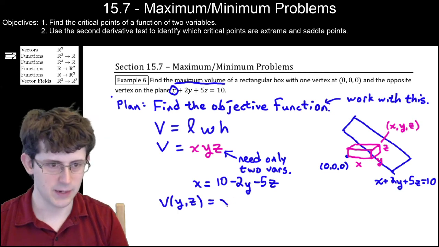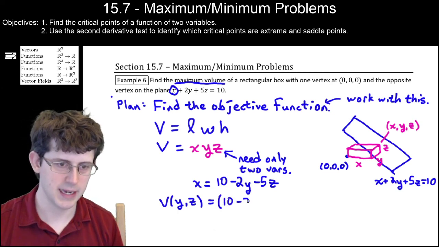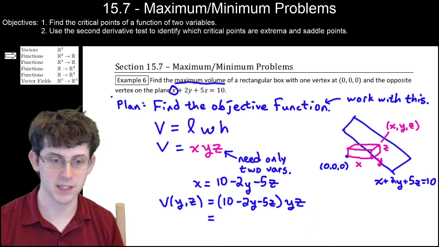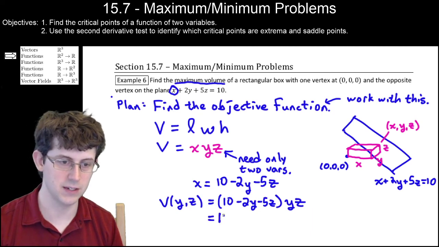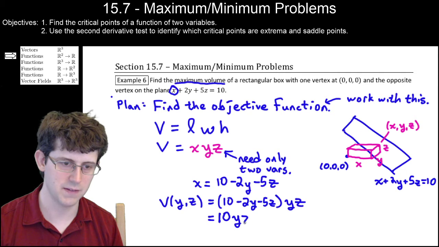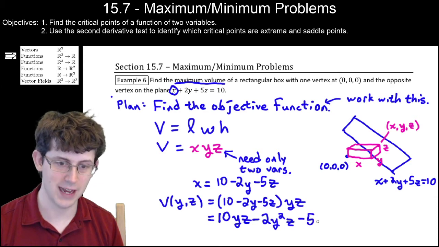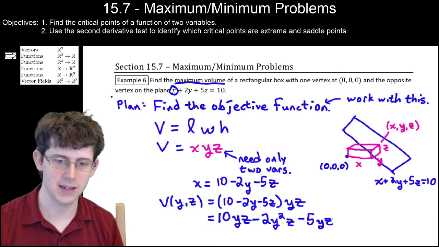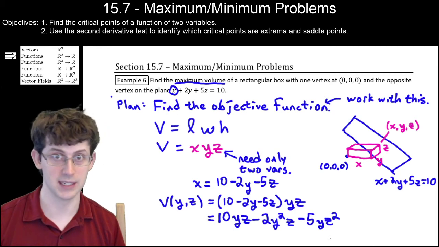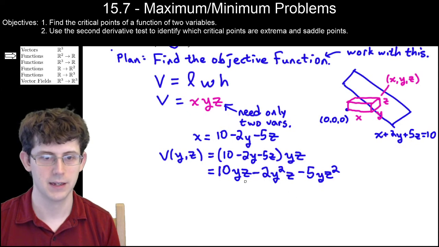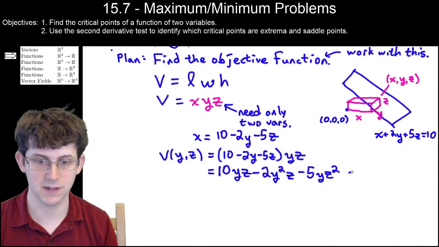So it was xyz, but here's x: 10 minus 2y minus 5z, times yz. So here's my objective function. I think it's worth it because I'm going to be doing stuff with this function. It's worth it for me to multiply this out. As usual, I recommend against simplifying stuff unless you have a reason to. The main reason would be that you're going to use it later. Here, I'm going to do a bunch with this later. So yeah, I'm going to multiply it out and simplify it as much as possible. So this is my objective function. It's a function of two variables.